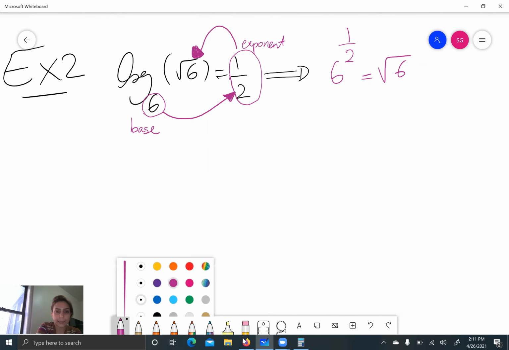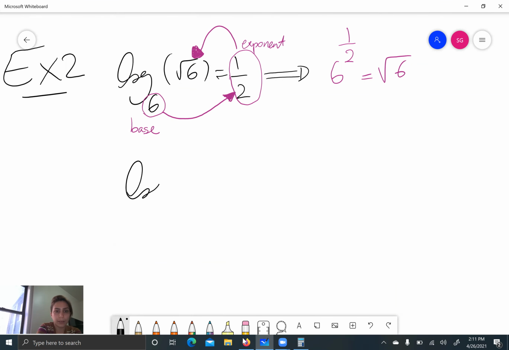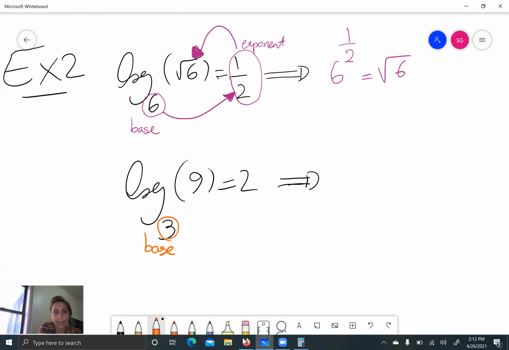So the next one says log of 9 to the base 3 is 2. Rewrite it as exponential function. So what does this now mean? Base is 3, again, base to the power of this exponent should give me this guy. So let's just write it. Base to the power of 2 is equal to 9. Is that correct? Yes, because we know that 3 squared is 9.